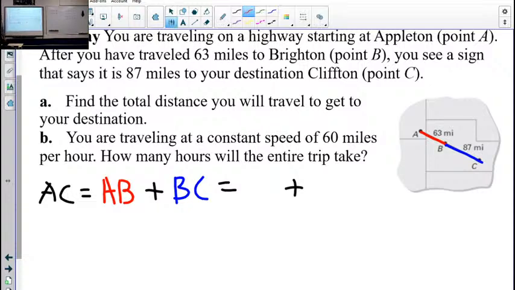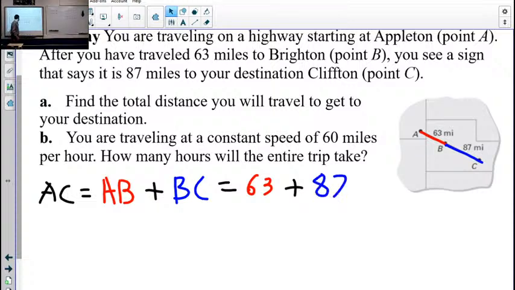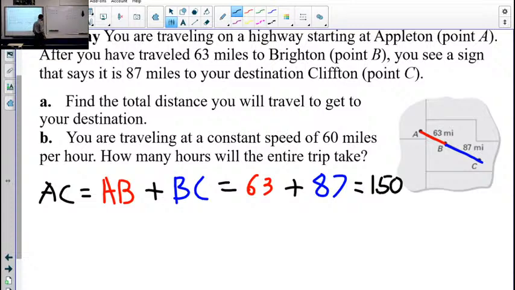And so what is our distance from A to B? It's going to be 63. And then our distance from B to C, it's 87. So we just take those two distances and add them together. 63 and 87, that's 150. Oh, there's something missing from that answer. It is miles. You got to make sure to put a label on the answer. 150 what? Miles. So that's part A.